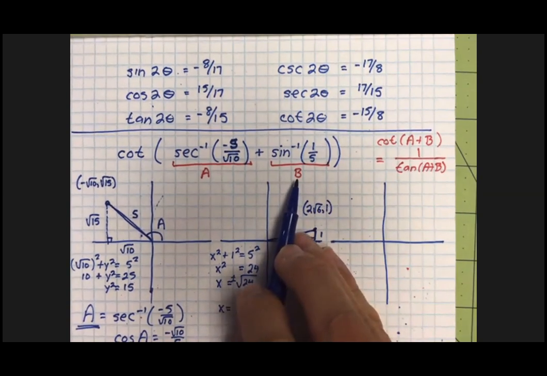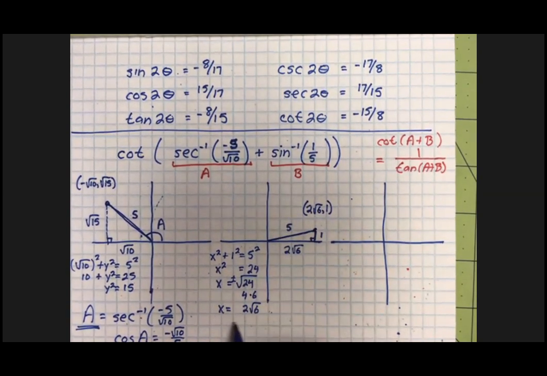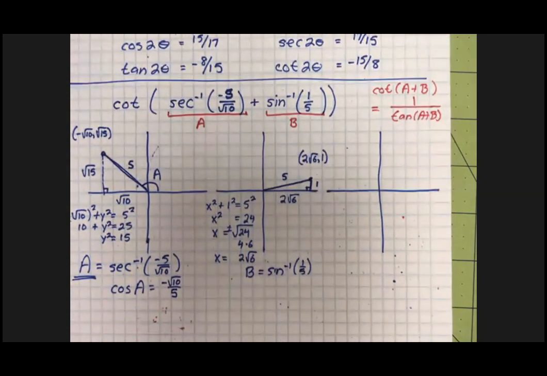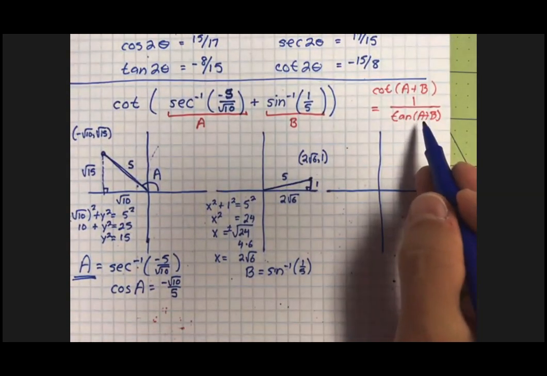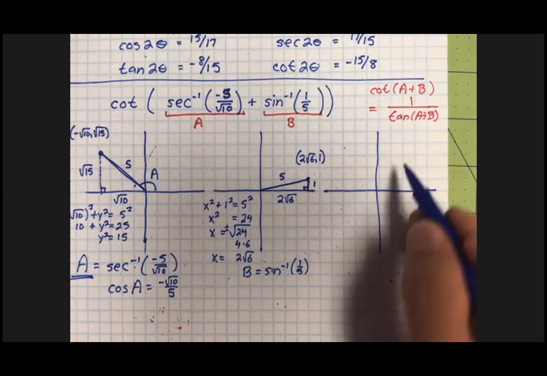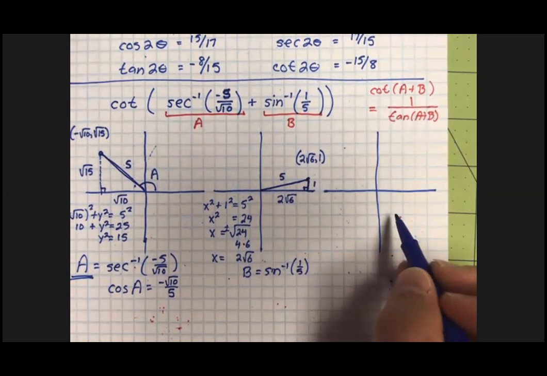Okay, now I know B. This is B, sine inverse of 1/5. Now I'm going to work out the tangent of A plus B, and I can draw after I identify the tangent.